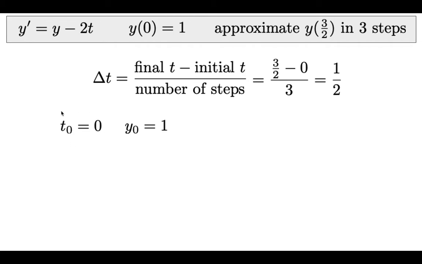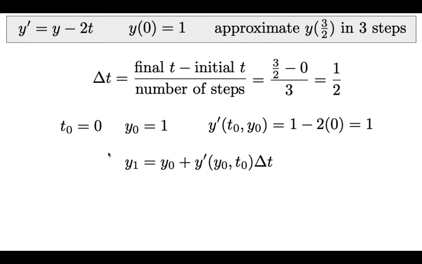Okay, so our initial data, we have t0 = 0 and y0 = 1, as y(0) = 1. And so we are going to now calculate the derivative at this point using our differential equation. So plugging in 0 for t and 1 for y, we have 1 minus 2 times 0 is equal to 1. So the derivative at this point is going to be equal to 1 given by this differential equation.